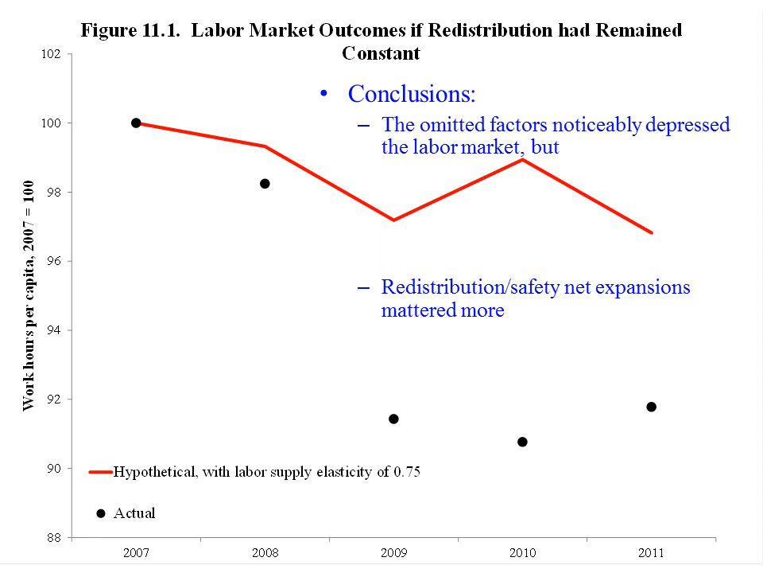But the red series is closer to 100 than the actual data, which means that redistribution depressed work hours more than omitted factors did. This is a conclusion, not an assumption. The quality of the conclusion depends on the quality of our quantification of the impact of redistribution.